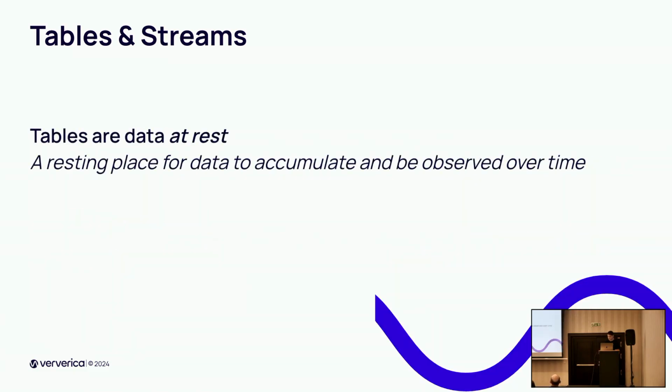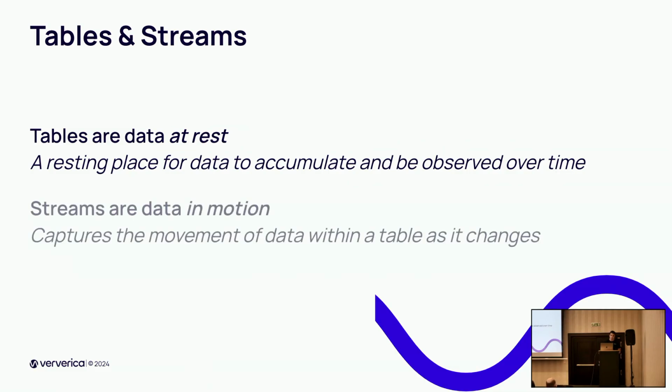But we should also look at them individually, separate from each other. Tables are a resting place for data, which accumulates over time and can be observed. Tables represent data at rest. Streams, on the other hand, capture the movement of the data, as the changes are applied to the table. So streams represent data in motion.